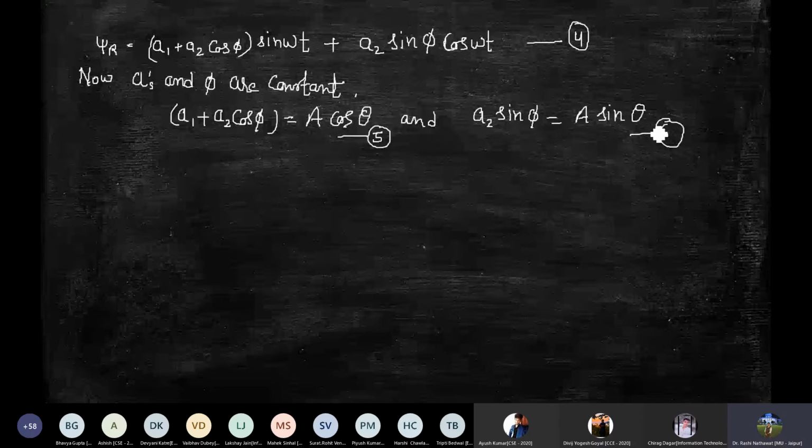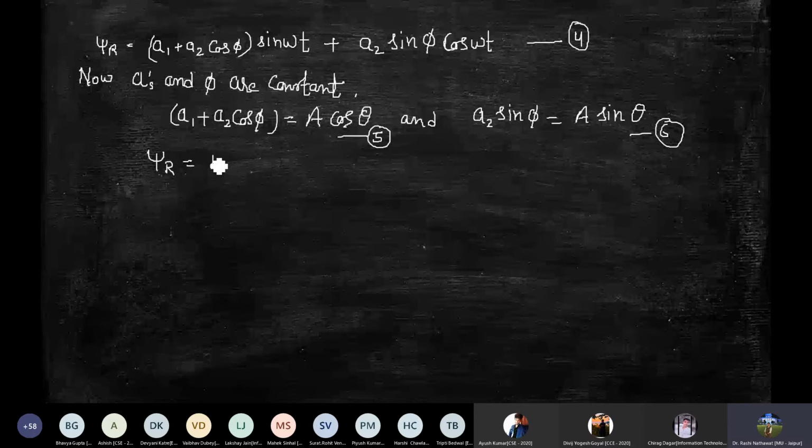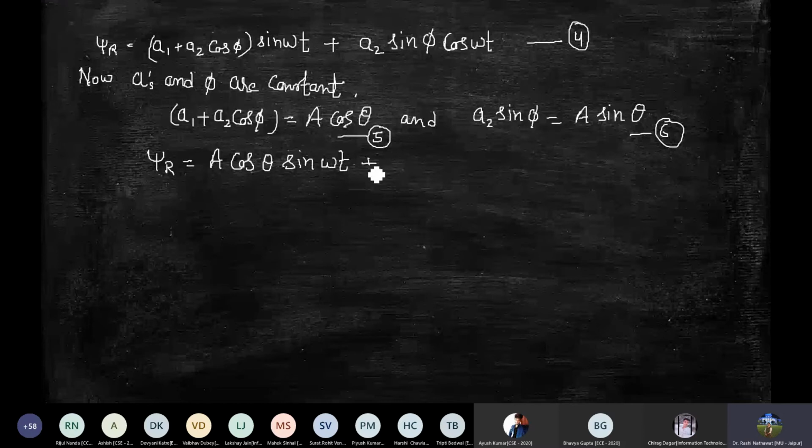Now equation numbers 4, 5 and 6. Let's put all the values. So we should take the values from equation numbers 5 and 6 and put them in equation number 4. So I'll have psi of r equals A cos theta sine omega t plus A sine theta cos omega t.